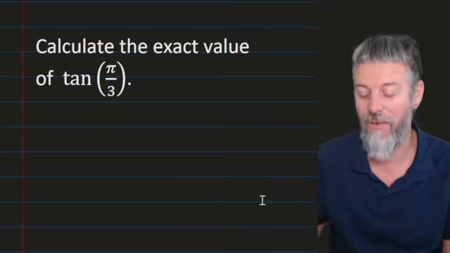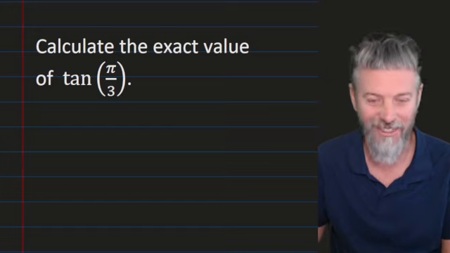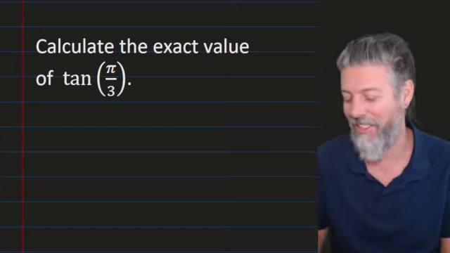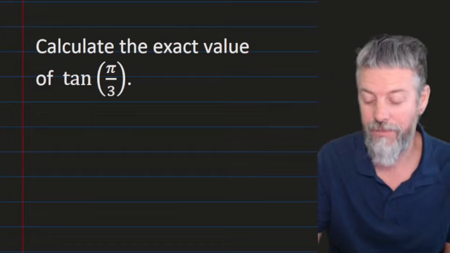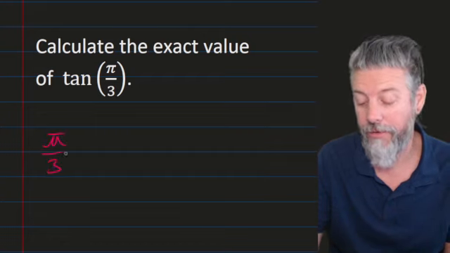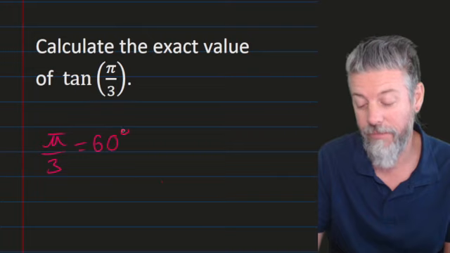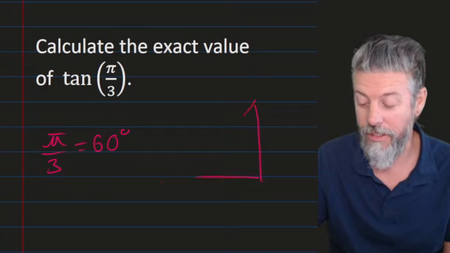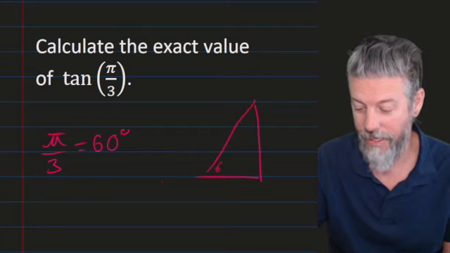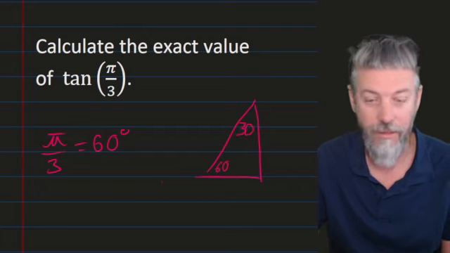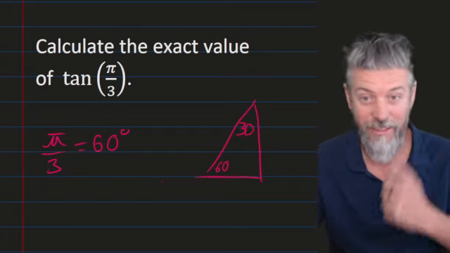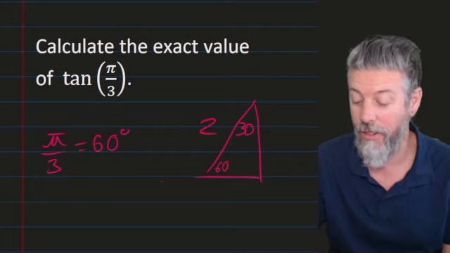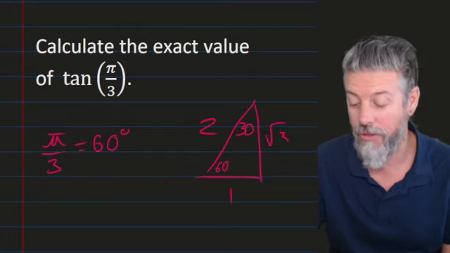So we'll do the understanding way first. Otherwise, I've just wasted all this time explaining this content. So we now know that pi on 3 is 60 degrees. We know that 60 degrees relates to the exact value triangle that has 60, 30 in it. And we know on the exact value triangle that the 60-30 triangle is a 2-1-root 3 triangle.